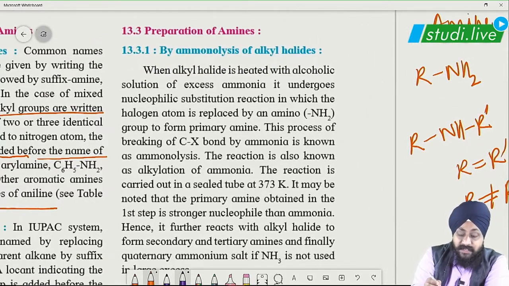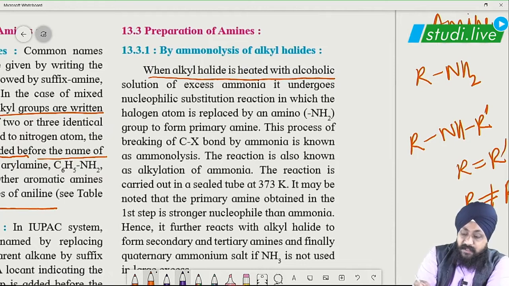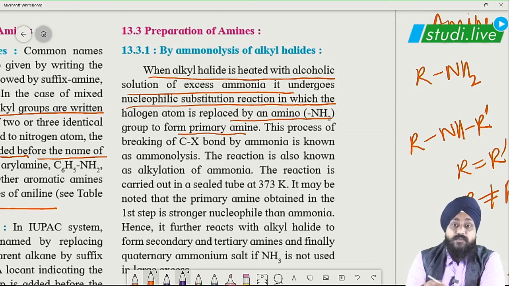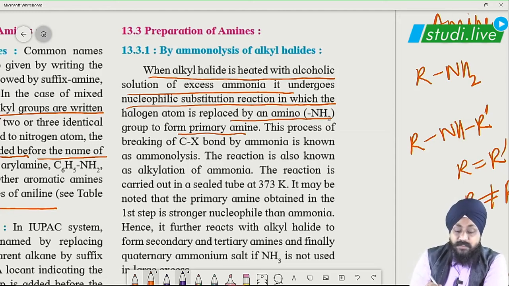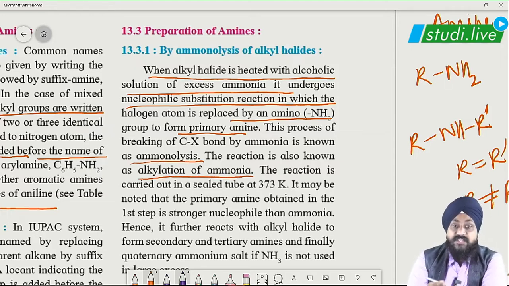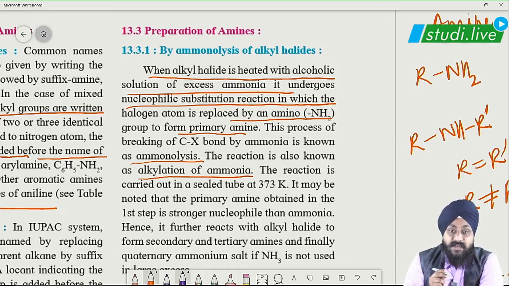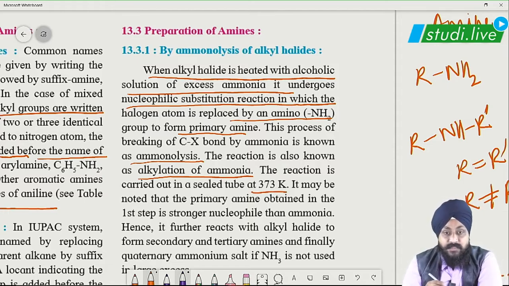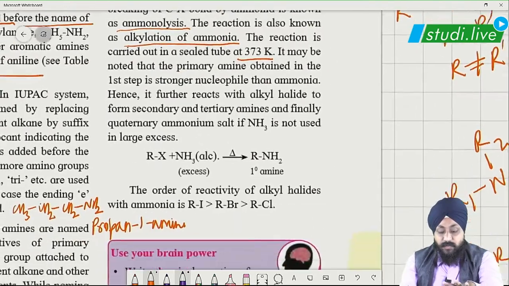So students, here they have said that when alkyl halide is heated with excess of alcoholic ammonia, it will undergo nucleophilic substitution reaction in which the halogen atom is replaced by the amino group, to form primary amine. Now students, why is it known as ammonolysis? Because there is breaking of the carbon halogen bond by ammonia. It is also known as alkylation of ammonia, because the hydrogen atom of ammonia is getting replaced by alkyl group. It is carried out at about 373 Kelvin.